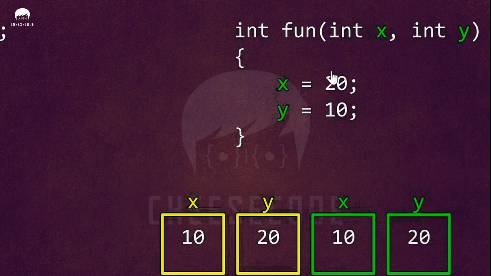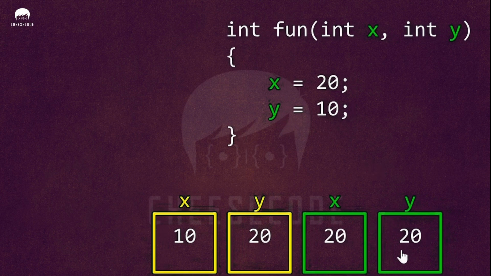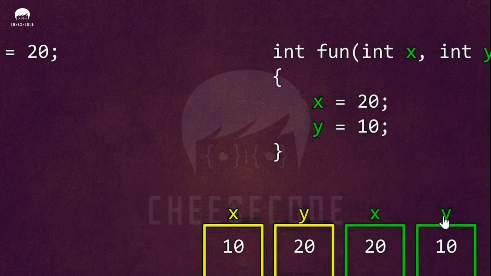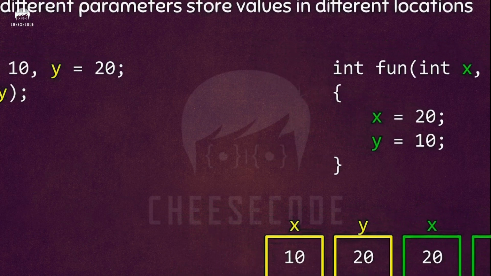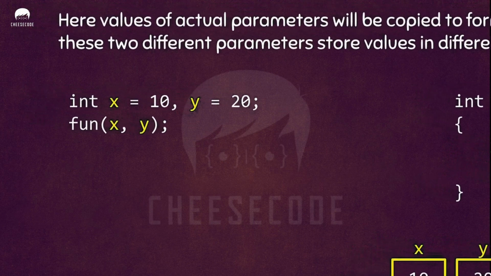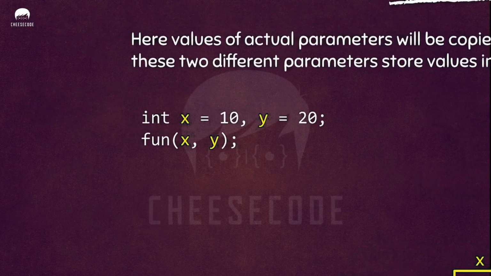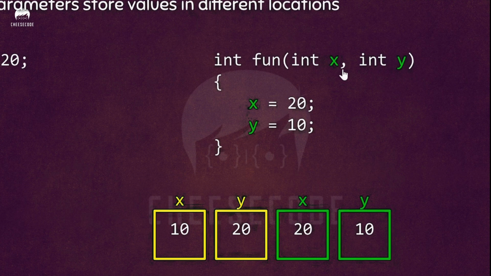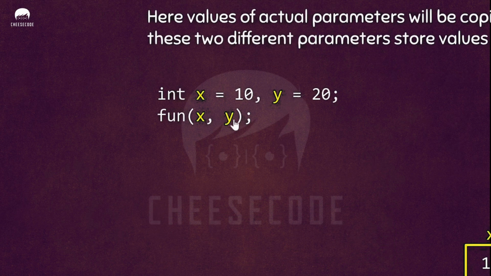Now inside this function, we are changing the value of x to 20, that is what we are doing here, and we are changing the value of y to 10, that is what we are doing here. So variable x will now contain value 20 and variable y will contain value 10. Now please note down that these variables are local to this function. When this function procedure finishes, we get back to this calling procedure. Then these variables will get destroyed, and whatever changes you made in these variables will not get reflected back to these variables.